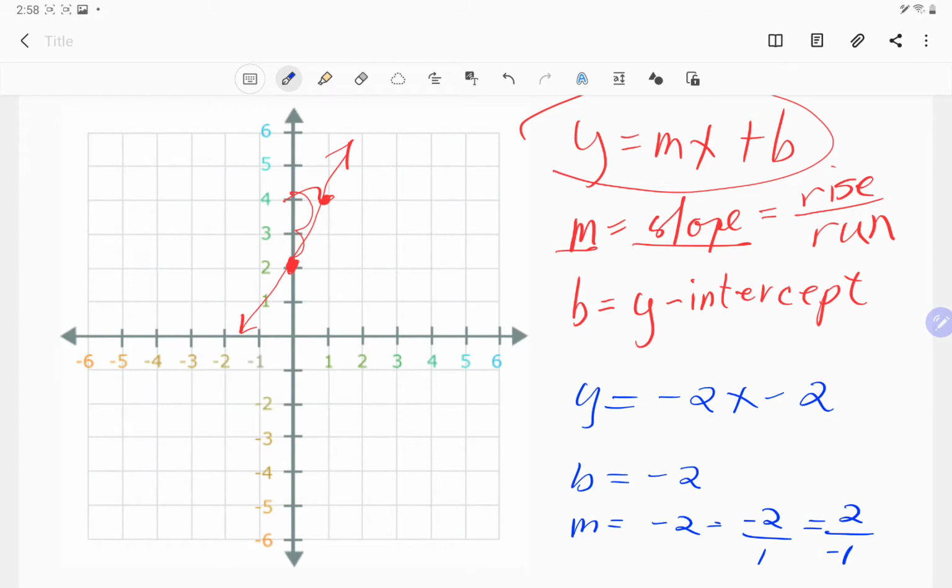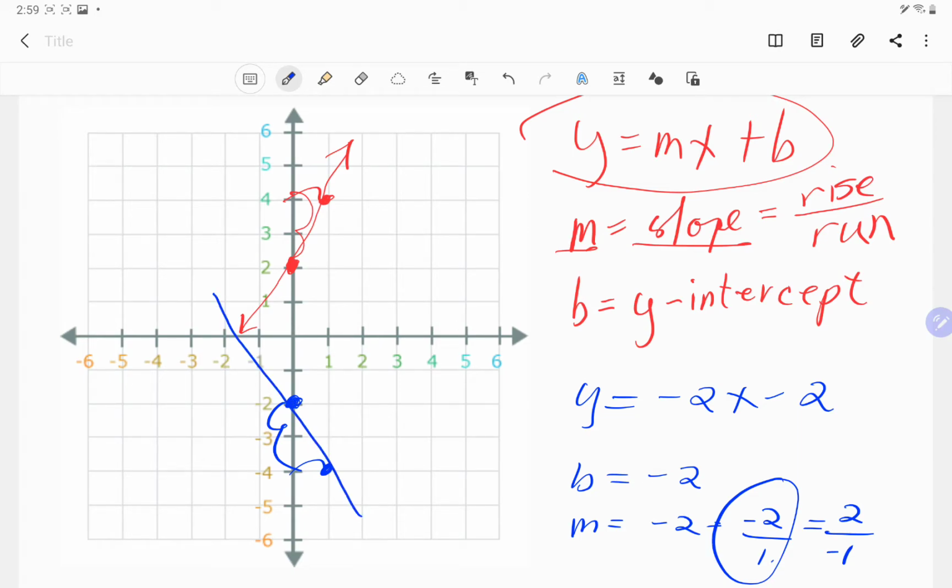So let us plot first our y-intercept, which is negative 2. And our slope is negative 2, which is also the same as negative 2 over 1, or positive 2 over negative 1. So we're going to plot first negative 2 over 1. That means this is a negative rise, and when we say negative rise, it goes down. So 1, 2, and then how many run do we have? We have 1 to the right. So this is our graph if the slope is negative 2 over 1.